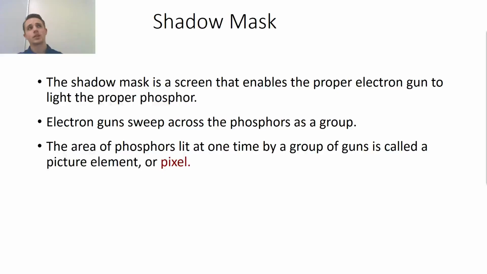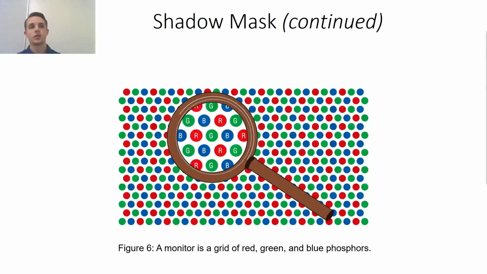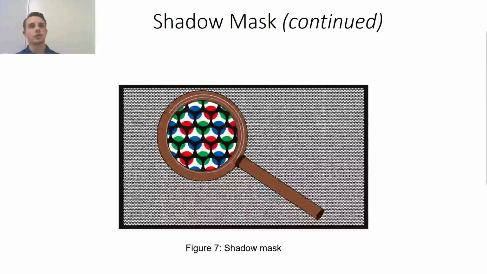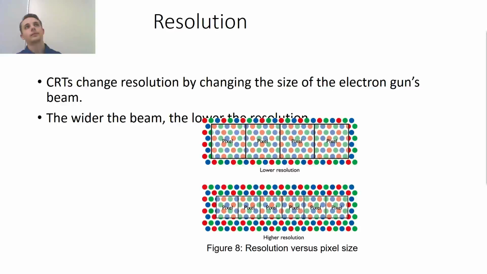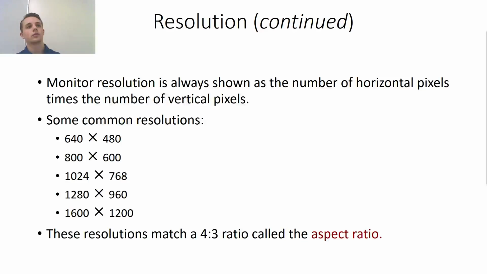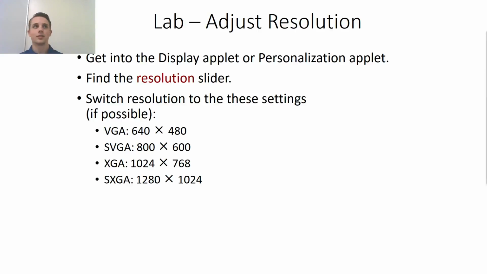Okay. The area of a phosphor lit at one time is called the picture element or pixel. And then they have all these fun drawings trying to, I think it's really just more confusing. Irrelevant. Common resolutions, I don't really need to explain. Seriously though, 640 by 480. Your start button's like this big on the screen. Okay.